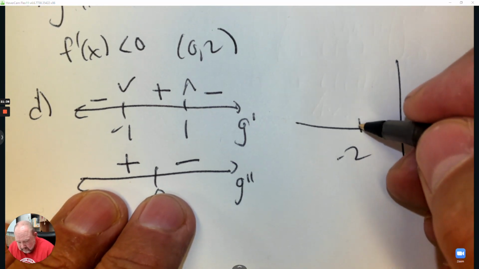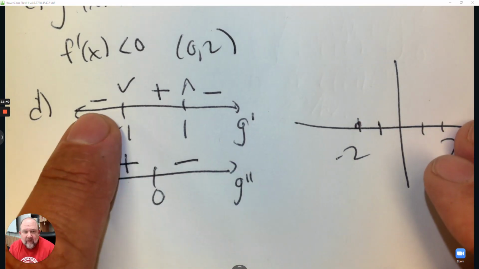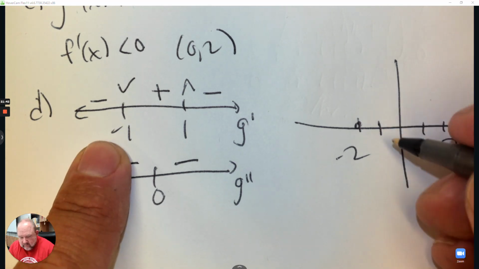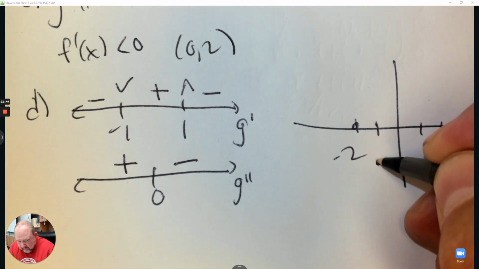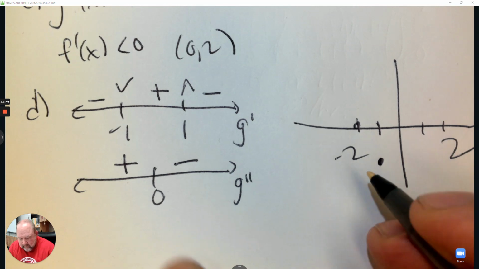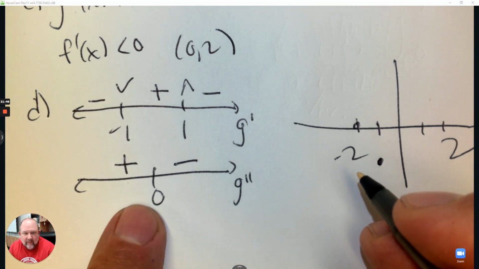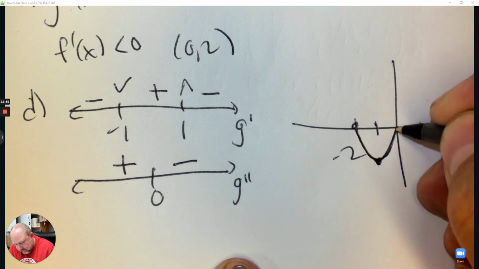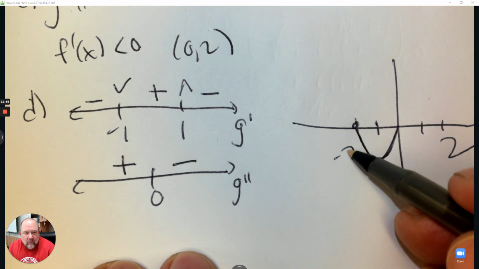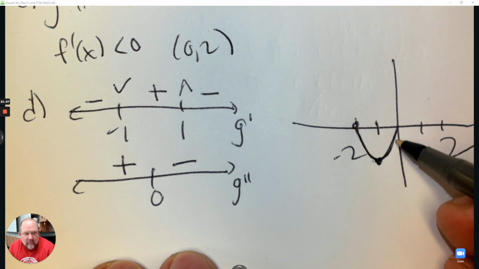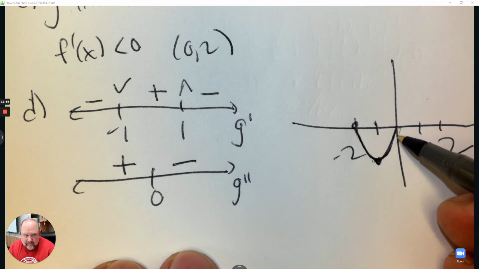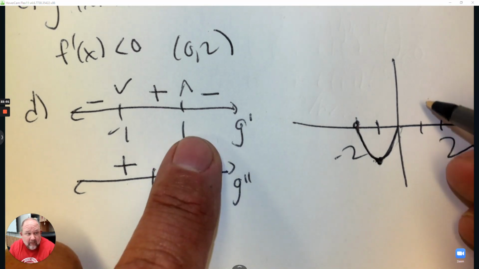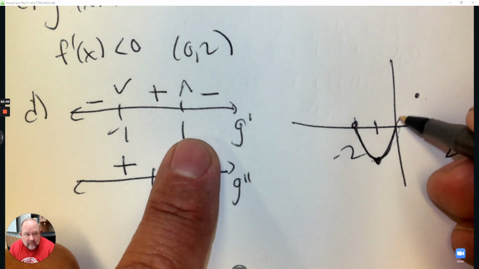On -2, wherever you want to start, it's going to go down, and then there'll be a turning point, and it's going to be concave up all the way to 0. So here we go like this. So there's that part right there. So it goes down, and then from -1 it goes up, and it's concave up. Continues to be concave up. At 1 is another turning point.